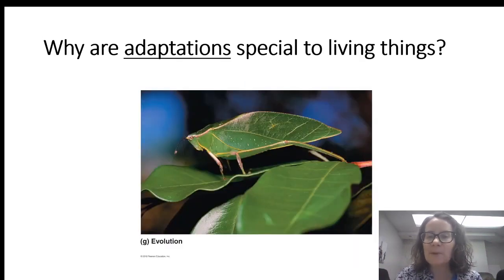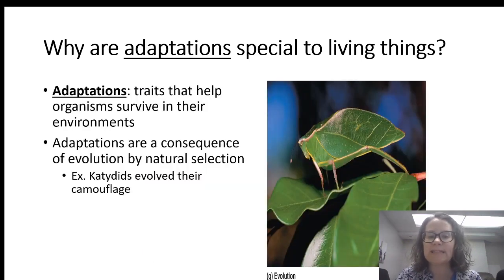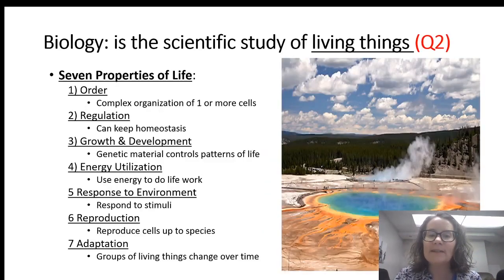The seventh and last property of life is adaptations. Adaptations are special to living things. Adaptations are traits that help an organism survive, like the camouflage you see right here on this insect, allowing it to blend in to the leaves around it. These adaptations are consequences of evolution by natural selection. So they accumulate in populations and basically give living things a bag of tricks to help them survive in their environments. So those are the 7 properties of life.